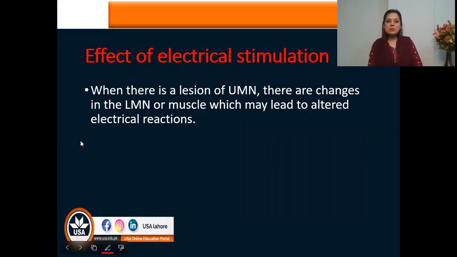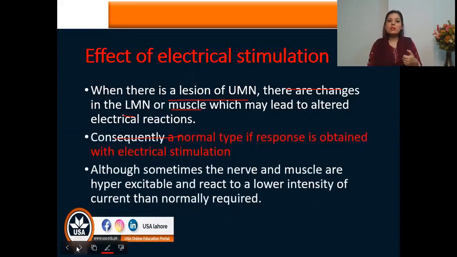Coming towards electrical stimulation, what's the effect of electrical stimulation? Whenever there is a lesion of upper motor neurons, there are obviously changes in the lower motor neurons and in the muscles, which may lead to an altered electrical reaction. Upper motor neuron lesions also affect muscles and lower motor neurons because they convey the message to them. Consequently, a normal type of response is obtained with electrical stimulation, although sometimes the nerve and muscles are hyperexcitable and react to even a lower intensity of current than normally required.